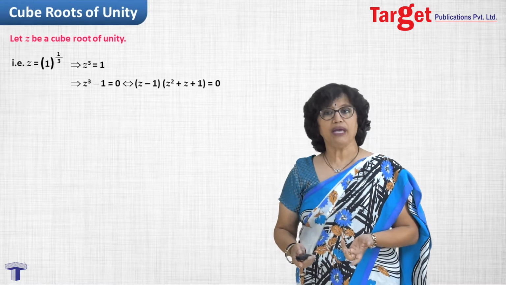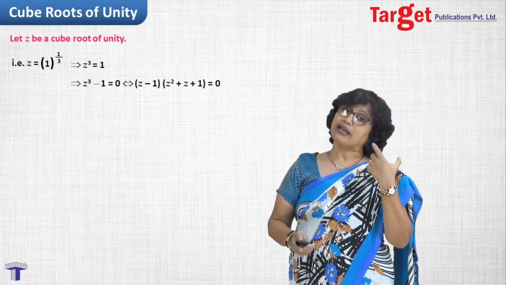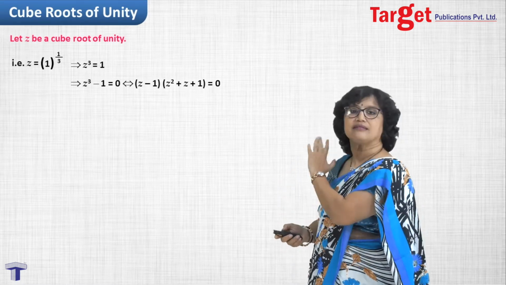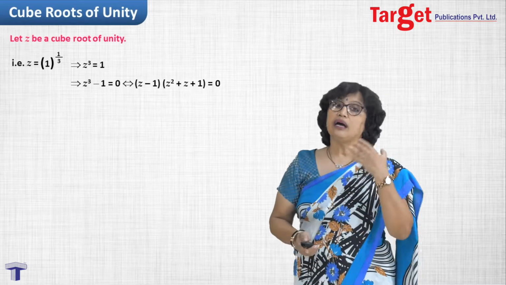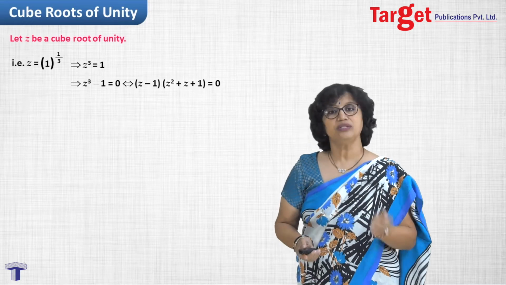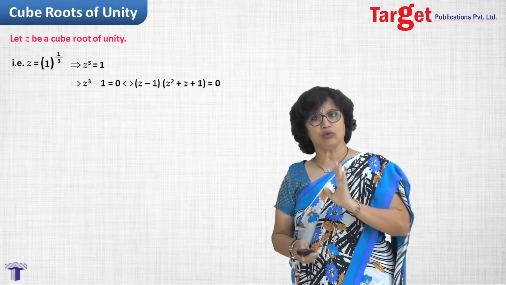Another way could be that you write this as z cube minus 1 equal to 0 and factorize z cube minus 1, which leads to z minus 1 and another factor z square plus z plus 1. Now z minus 1 equal to 0 would lead to that root, what I said just now, z equal to 1. And the other two roots are expected from z square plus z plus 1 equal to 0.